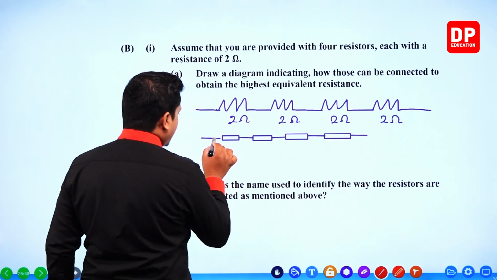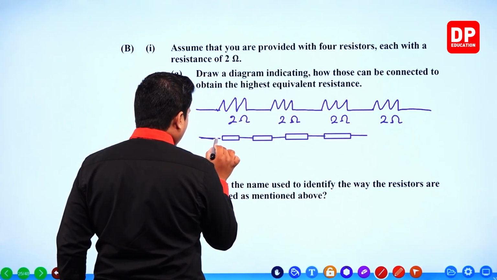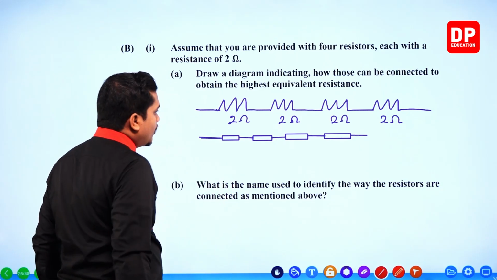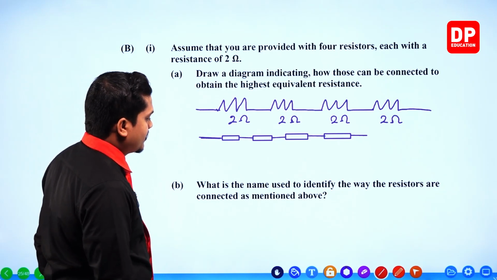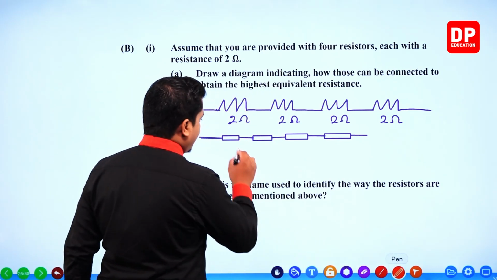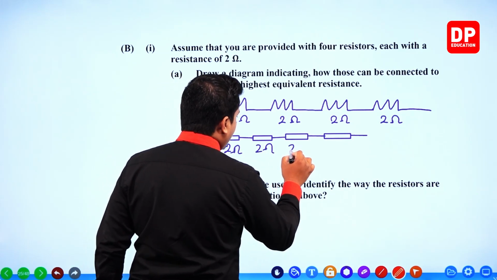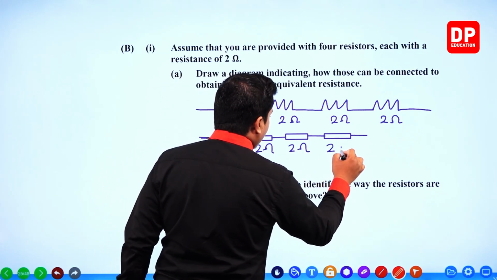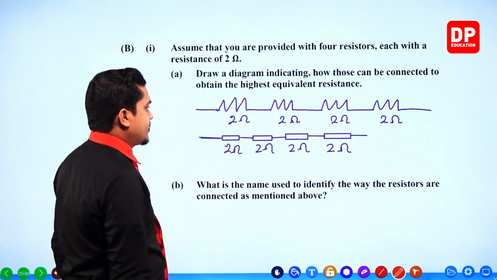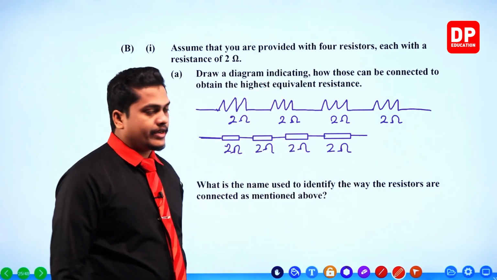This is also used as a simple circuit symbol for a resistor. So all of these things are 2 ohm each. Both of these things are correct. You just need to write down or show only one. This is also correct.